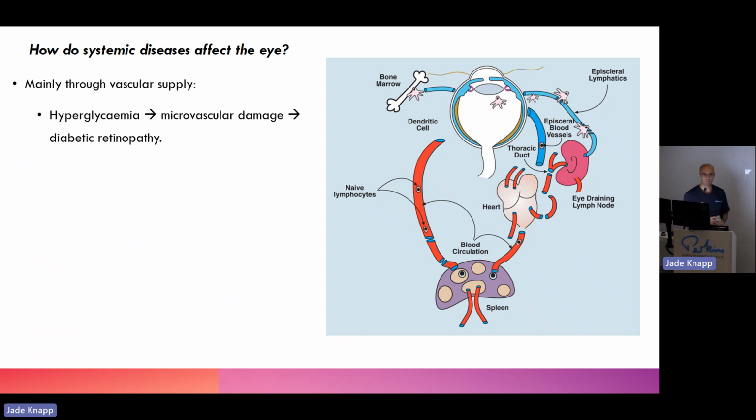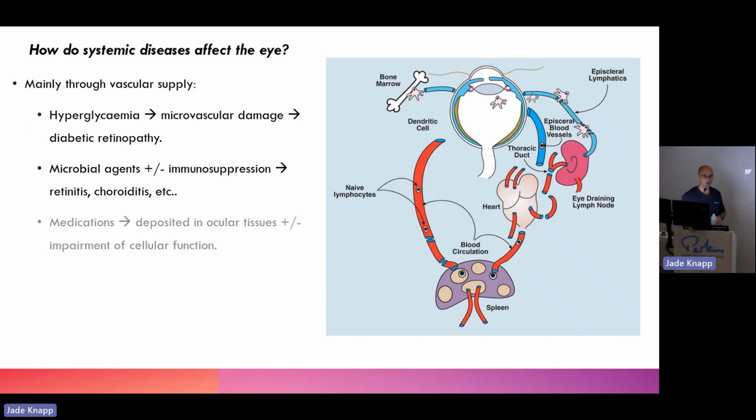So what are the examples? Well, hyperglycemia leads to microvascular damage to blood vessels within the eye. That's what causes diabetic retinopathy. Bugs floating around in a septic person are what lead to infection of the retina or the choroid, okay, the back of the eye. Medications, similarly, systemic circulation deposits them in ocular tissues. Then you've got systemic issues where there's a nutritional deficiency, which can lead to some eye problems, vitamin A deficiency, for example.